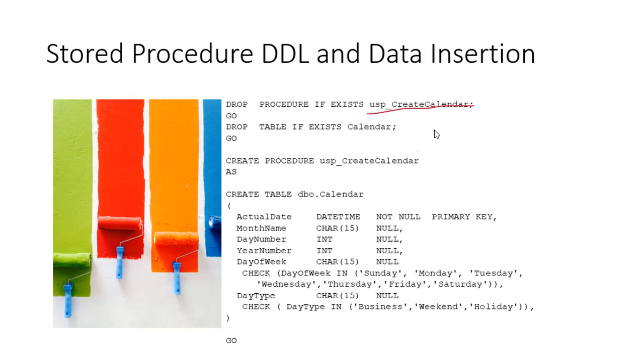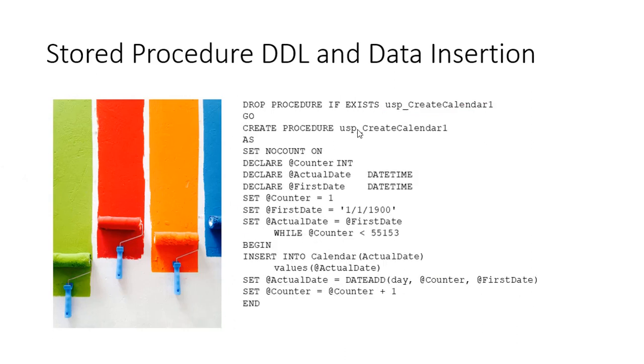It's called USP create calendar, and we're creating a calendar table for utility, and it has an actual date, a month name, a day number, a year number, a day of the week, and a day type. Now the day of the week is either Sunday, Monday, Tuesday, Wednesday, Thursday, Friday, or Saturday, and the day types are business, weekend, and holiday. The second stored procedure we will call the same thing virtually, but we will add a digit 1. So the second one's called USP create calendar 1. And in this one, we will do some looping and some inserting.